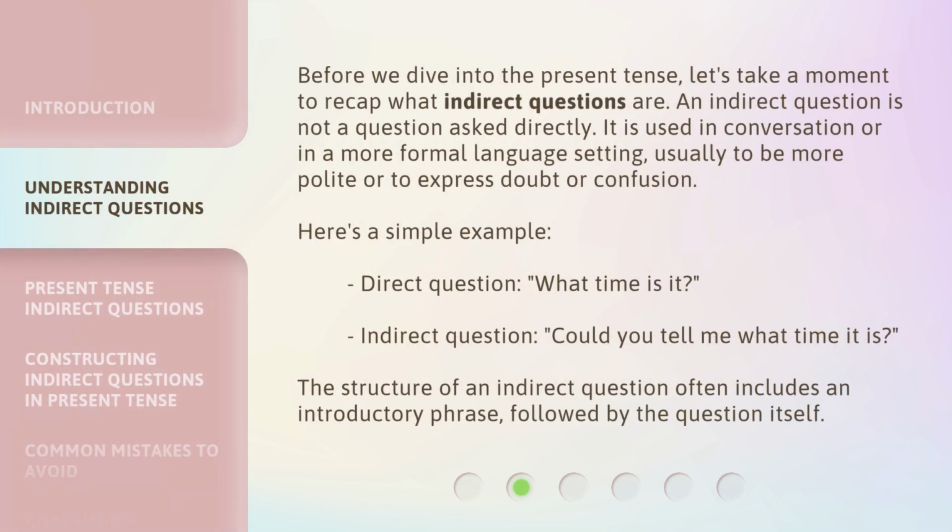Before we dive into the present tense, let's take a moment to recap what indirect questions are. An indirect question is not a question asked directly. It is used in conversation or in a more formal language setting, usually to be more polite or to express doubt or confusion. Here's a simple example. Direct question: what time is it? Indirect question: could you tell me what time it is? The structure of an indirect question often includes an introductory phrase, followed by the question itself.